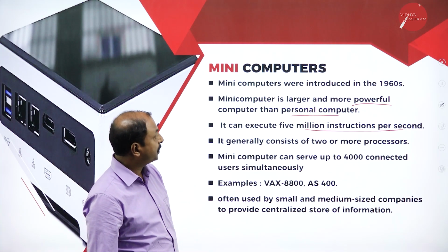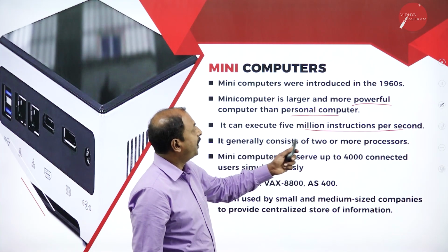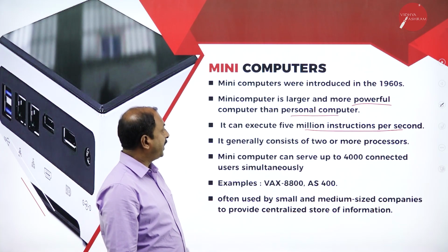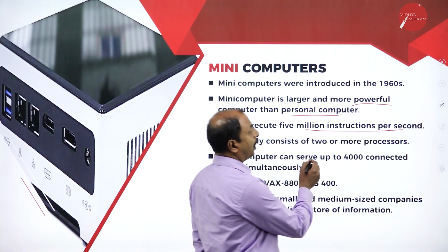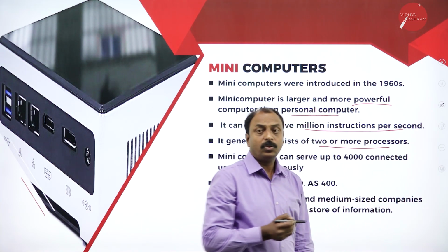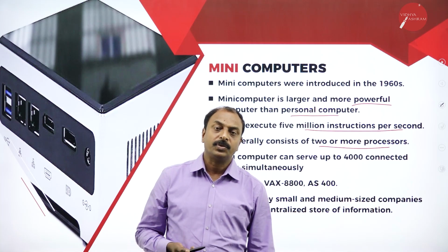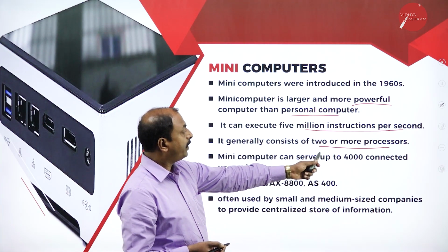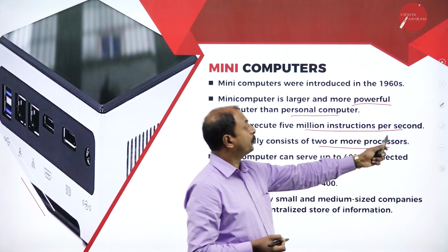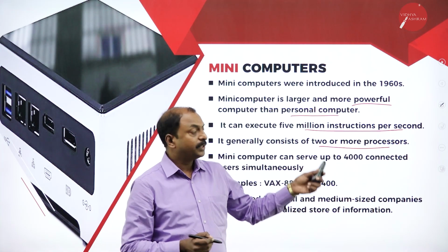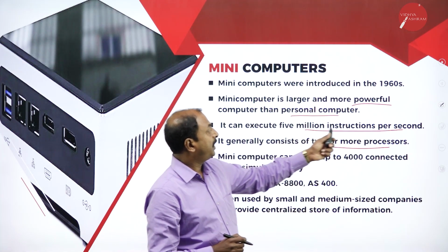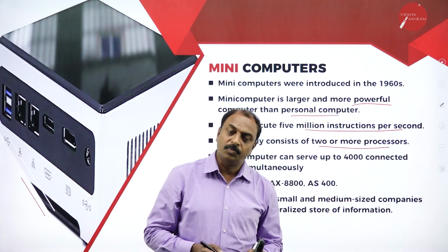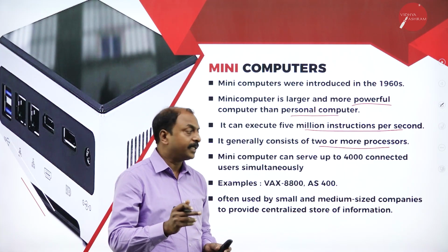So microprocessor which can process the 5 millions of instructions per second in mini computers, and it generally consists of two or more processors. So, as we have seen, in microcomputers there could be only one or two, but here we can have more than two processors. So, one processor can process these many millions of instructions. So, if you have more number of processors, obviously the performance will increase.